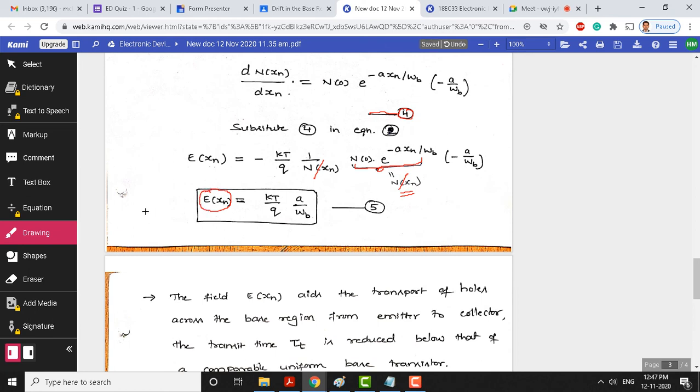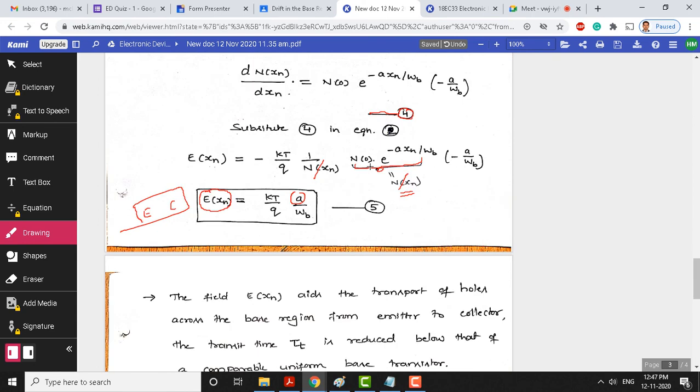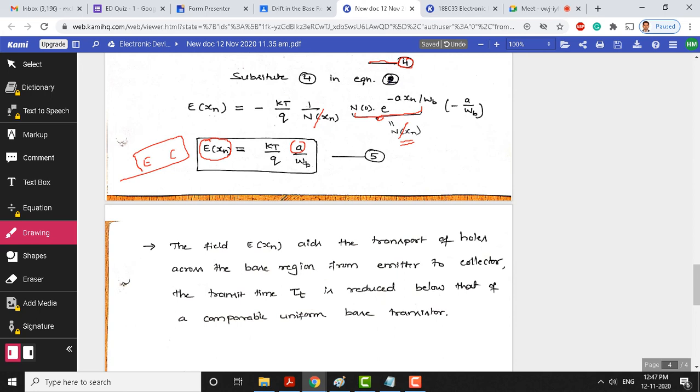This electric field is from emitter to the collector. This is the field acting between emitter and the collector, given by k t by q into A by W b. We defined already A is nothing but a constant, which is natural logarithm of n of 0 by n of W b, the doping concentration at the emitter junction and at the base collector junction here. That is what A indicates, and W B is the width of the base region. So, this is the electric field equation which we have shown, directed from emitter to collector, and this electric field present in the base region is responsible for the whole movement within the base region.